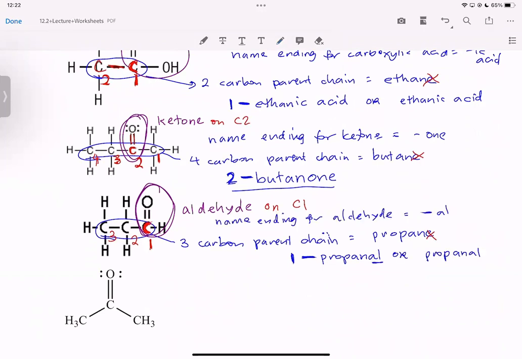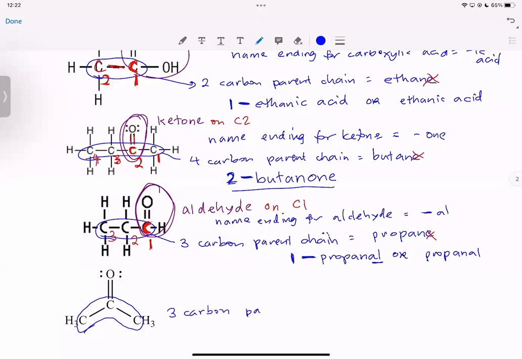Okay. Let's see, the last one here is a bent shape. And this is okay. It doesn't have to be straight across, but you're still looking for the 3 carbons that are all in one row. And this is a 3-carbon parent chain. So that 3-carbon parent chain would be called propane.